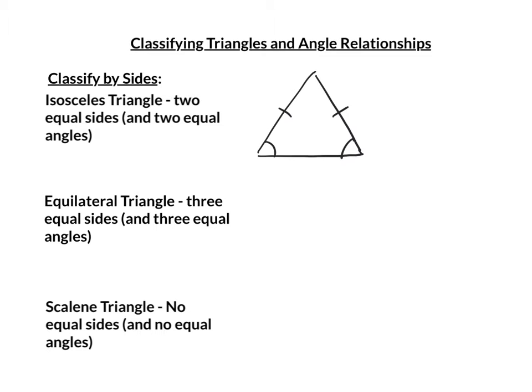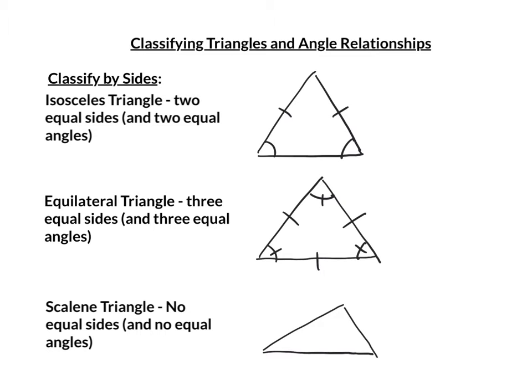Isosceles means a triangle that has two equal sides. An equilateral triangle has three equal sides and three equal angles. A scalene triangle has no equal sides and no equal angles.